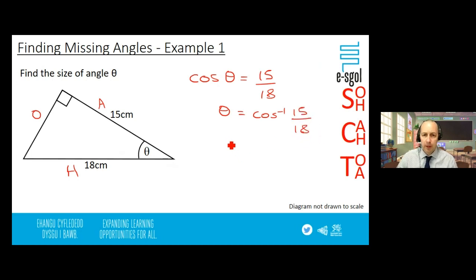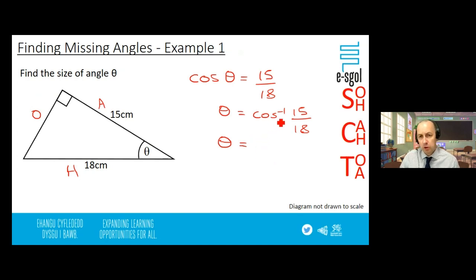Now, it is worth mentioning, I've got quite an old calculator. I've had it for years, so that's why I've still got it. On my calculator, I type in 15 divided by 18, then I press equals, then I do the second function, shift and cos. On some of the newer calculators, you press shift and cos, and it gives you the cos to the -1, then type in 15 over 18. But it's really important before the exam that you understand how your calculator works. So please don't leave it till the last minute, or rely on borrowing a calculator on the day, because you're not going to understand how the second functions work.